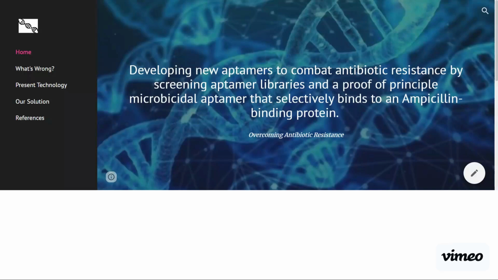Developing new aptamers to combat antibiotic resistance by screening aptamer libraries, and a proof-of-principle microbicidal aptamer that selectively binds to an ampicillin binding protein. In other words, overcoming antibiotic resistance.